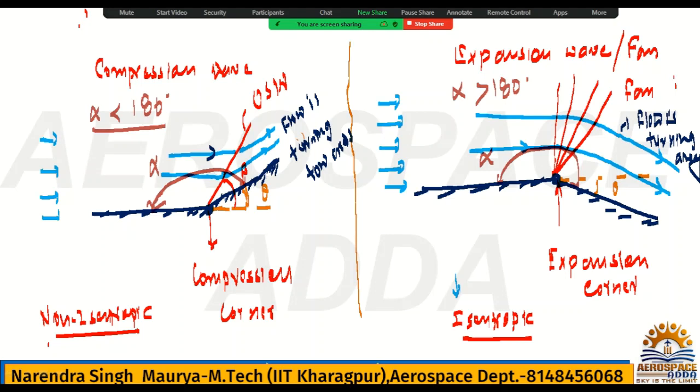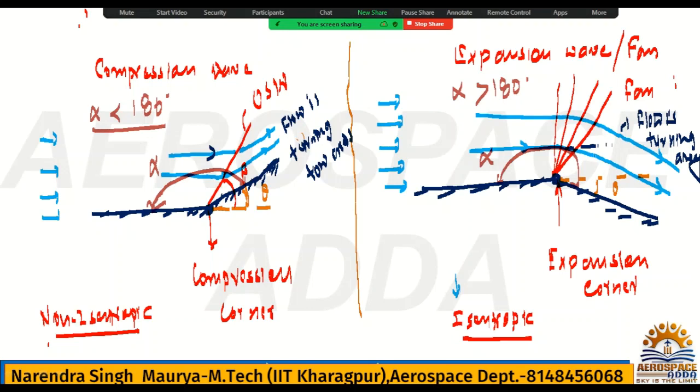So because the flow after the oblique shock will follow a path parallel to the plane of the object, that flow will also try to turn towards the flow. If it is trying to turn towards the flow, then it will try to compress the flow, hence it is called compression wave. Here the flow is going like this, and the flow should go straight, but because of this wedge or object which is downside, this flow will try to follow the parallel path to the plane of this object, hence the flow will be turning like this.